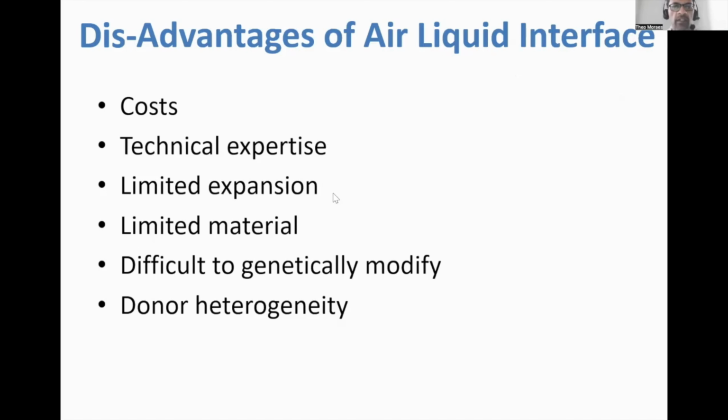The other downside is there's limited expansion. And what I mean by this is when we start with a certain number of cells, we can only allow them to divide and grow to a certain point, and then they just stop. Whereas with cell lines, they will expand indefinitely. So the limited expansion means when we get material, we have a few experiments we can do, and then we may have to go back and get more material. So this is where the limited material comes in as well.